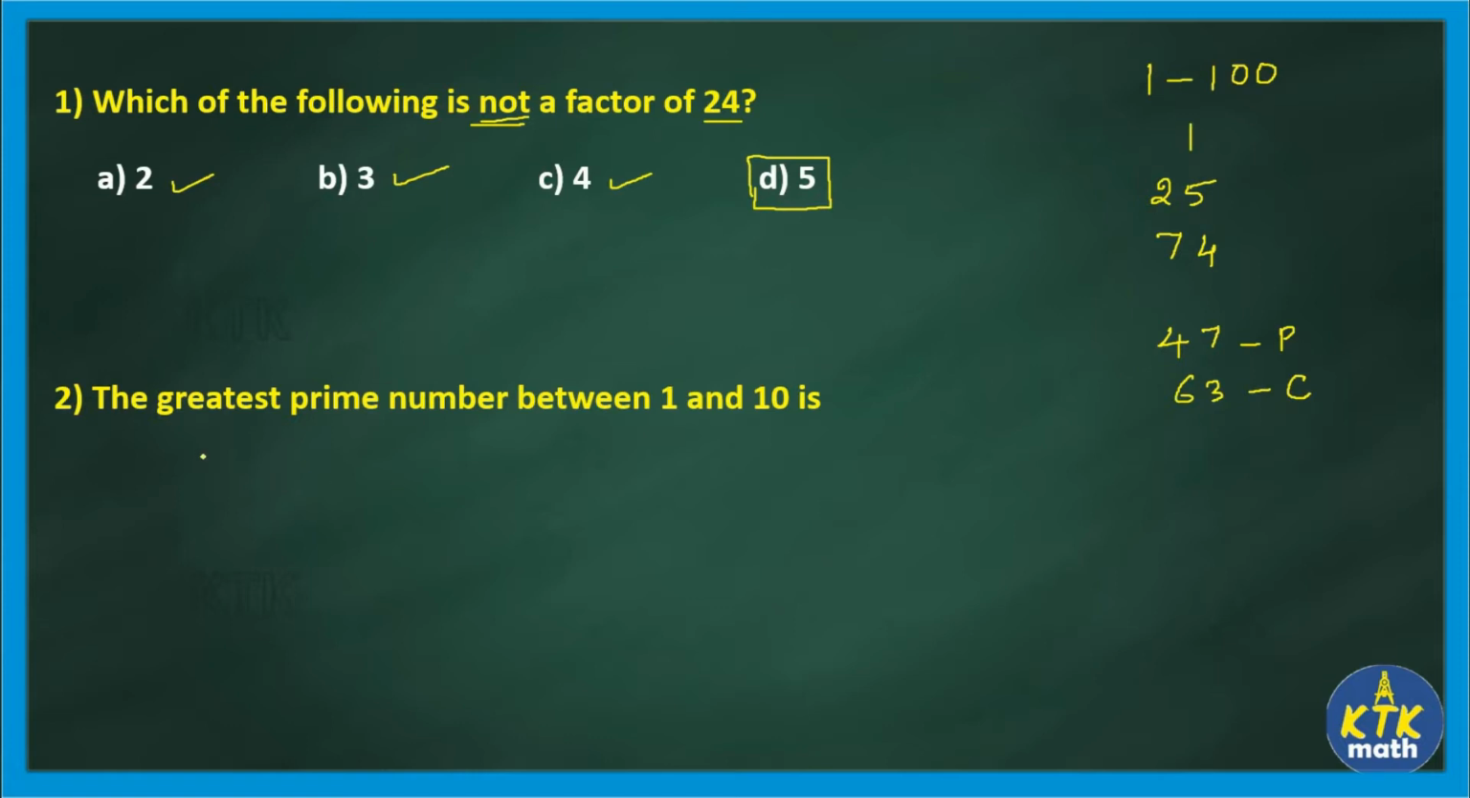Okay, now the second question, the greatest prime number. So we know the prime numbers, right? 2, 3, 5, 7, all the numbers in this option are prime numbers. The greatest number here is 7. So the second answer is option 7.